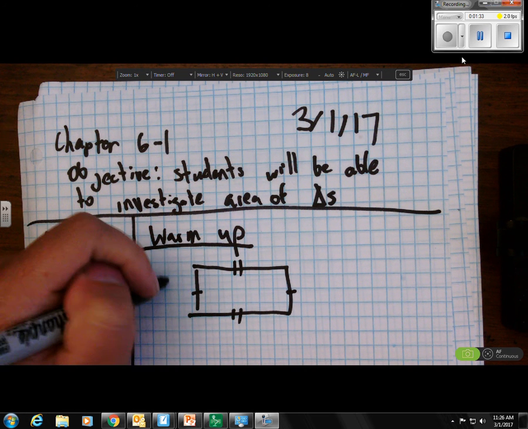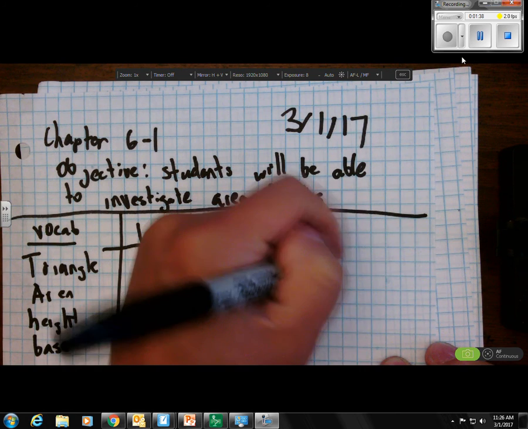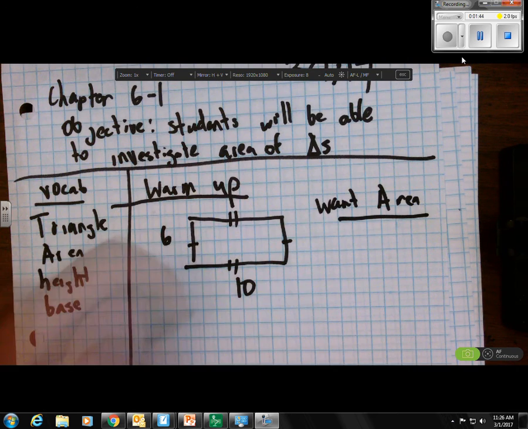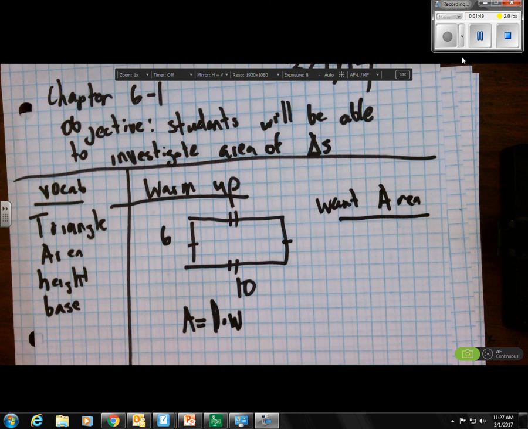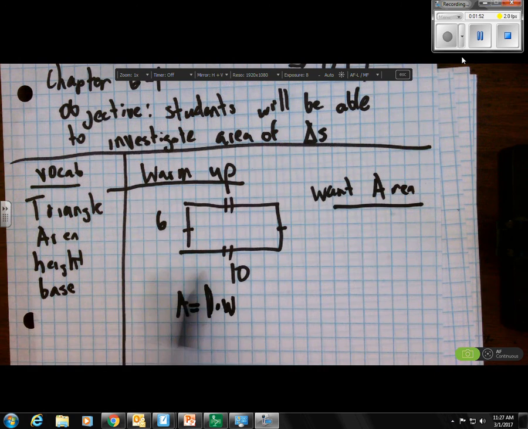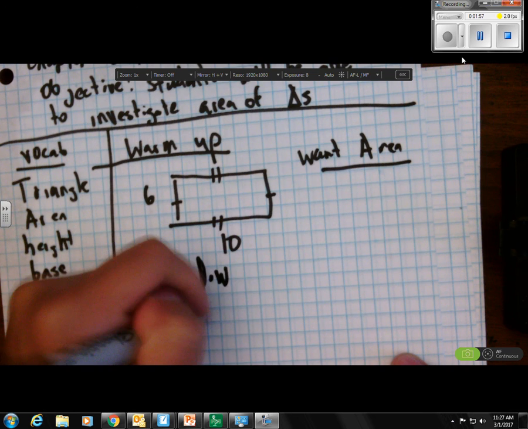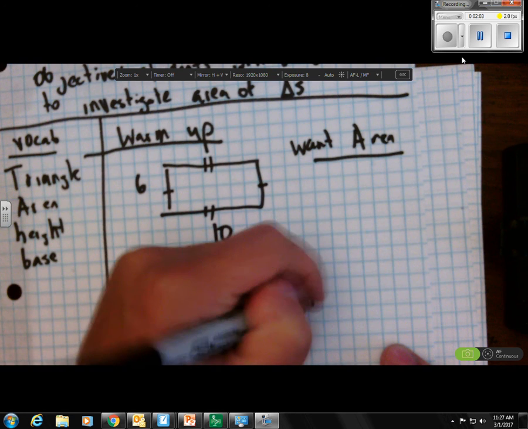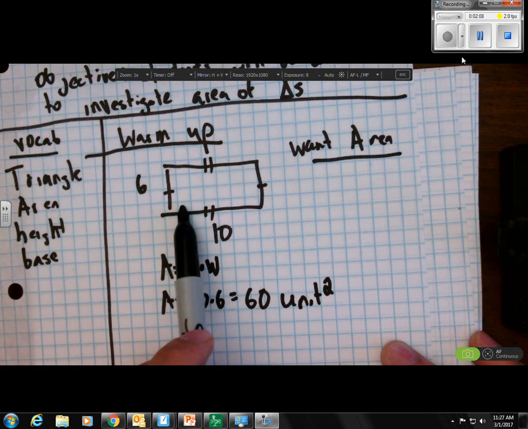So let's find the area of this guy, which was measured by 6 by 10. So we want area. When I'm going to get my area, I use this formula: area equals length times width. This is 10 long and 6 wide, so I could do area equals 10 times 6, or I can just say 60 units squared, or to the second power. Remember, when we find area, we're finding the measurements of the inside, and we're covering it with tiny little squares.